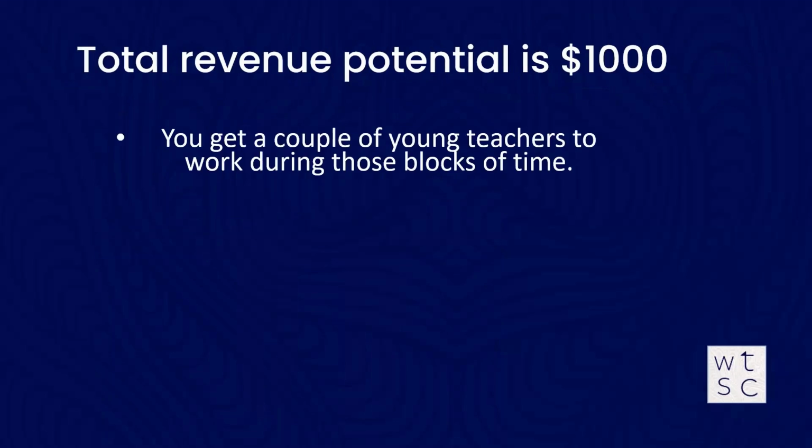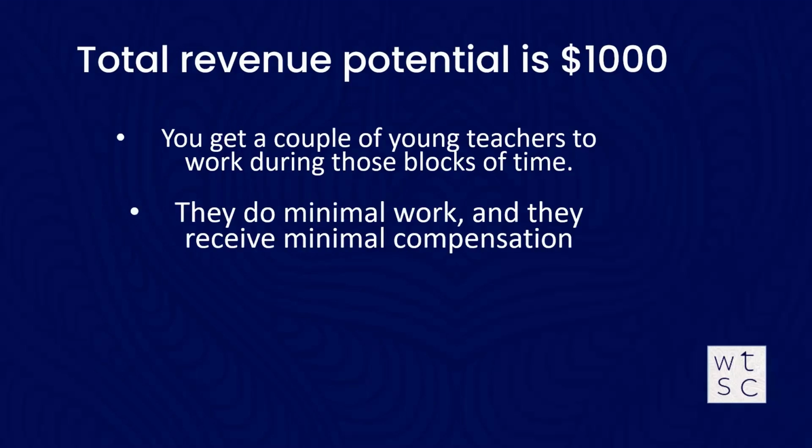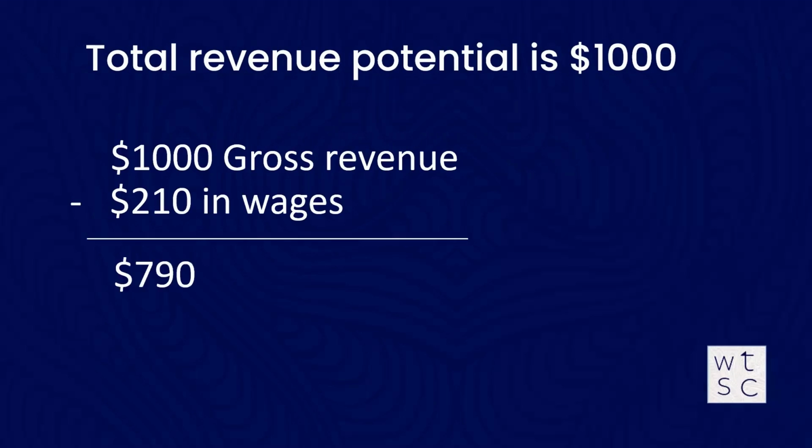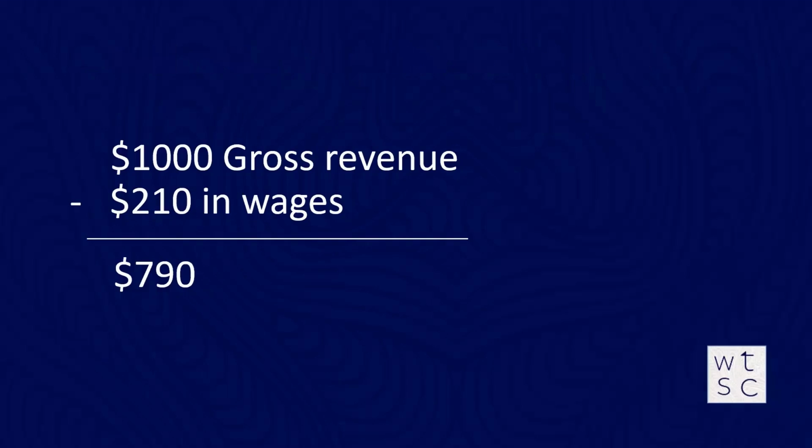And so you have to get a couple of young entry-level teachers to work during those blocks of time. I mean, come on, they're doing minimal work. They receive minimal compensation, but based on your revenue potential, can you really afford to pay them more at this point? So let's keep thinking through this. Here we are. We've got a gross revenue of $1,000. We've got to pay these 2 teachers $210 for that party activity. That leaves us with just a rough number of $790.